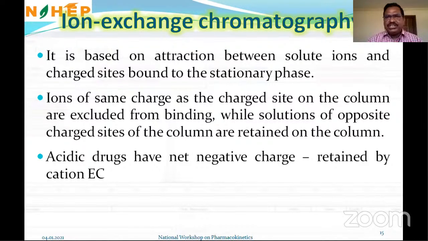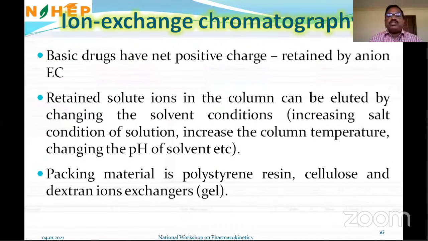Naturally, in an anion exchange column, all anions are retained because the surface of the stationary phase is cationic. In an anion exchange column, anions are retained; in a cation exchange column, cations are retained. So the opposite charge is present in the stationary phase. That's why molecules of a particular charge are retained and other charged molecules are eluted. Acidic drugs have a net negative charge and they are retained by an anion exchange column. Basic drugs have a net positive charge and they are retained by a cation exchange column.